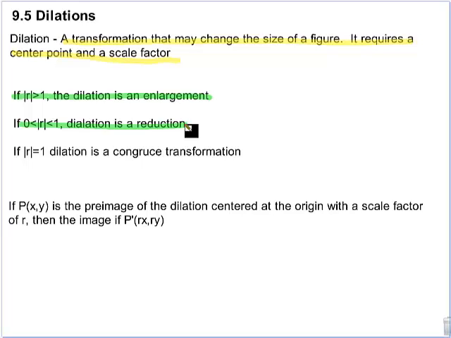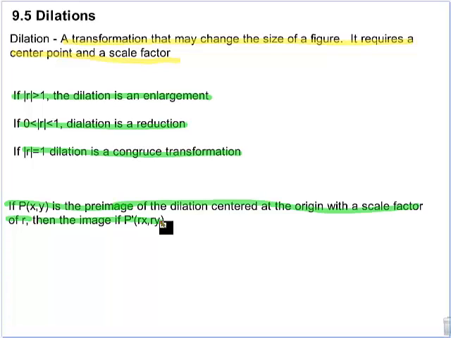And then if we're equal to 1, it's called a congruence transformation. So that means we have the same exact diagram. Everything is the same about it. It's just in a different location or right on top of itself. Okay. And then the way how we find the measurement, if it's about the origin, this works. If it's not about the origin, it won't quite work like this. But if we have P of x, y, so this is our pre-image, and it's centered at the origin, our scale factors are, we just multiply our x and our y value by that r to get our new point.